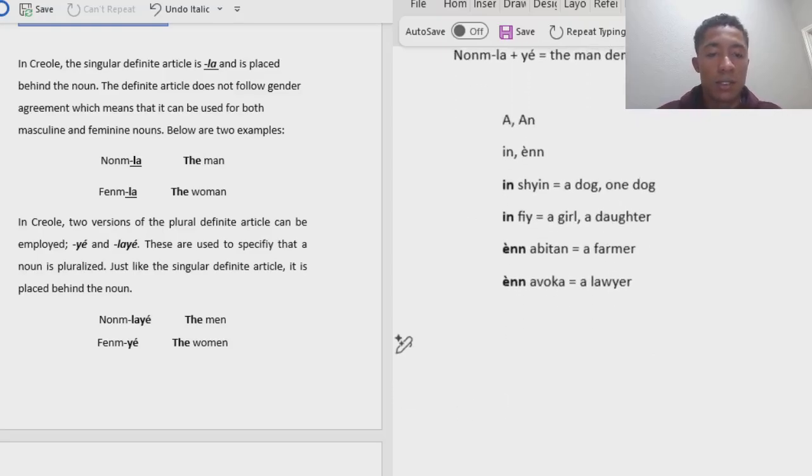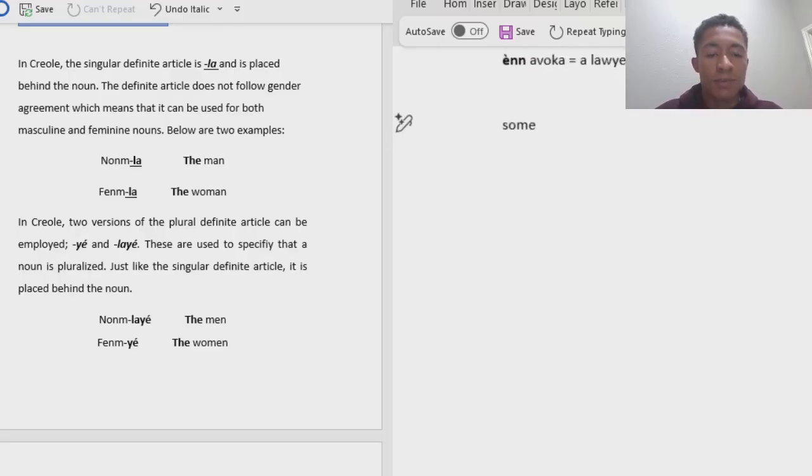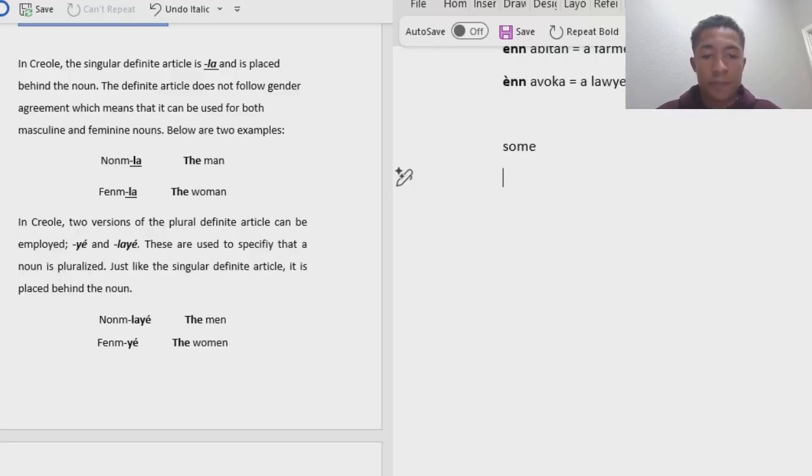Scrolling down. And now you're going to have the some. Now the reason why I'm putting this here is because if you want to say some of something, you use de. De. So for instance, you have des noms, some men, des chiens, some dogs.